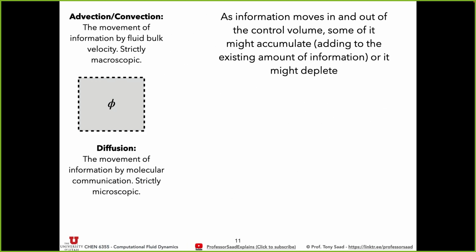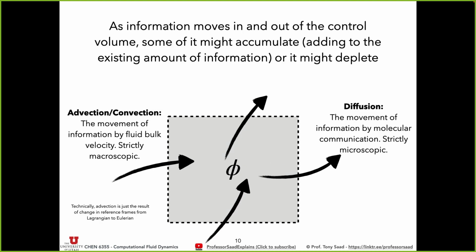Now, as information moves in and out of the control volume, some of it might accumulate, adding to the existing amount of phi. So remember, we started with some initial amount of phi, could be 0, could be some initial value. Or it might deplete it. If more is coming in than is leaving, then it's going to add to phi. If more is leaving than is coming in, then it's going to take out of phi. Okay? So that's a general way. We're just doing accounting for phi. And that's really what conservation is about. You're taking account of everything that's coming in and leaving.